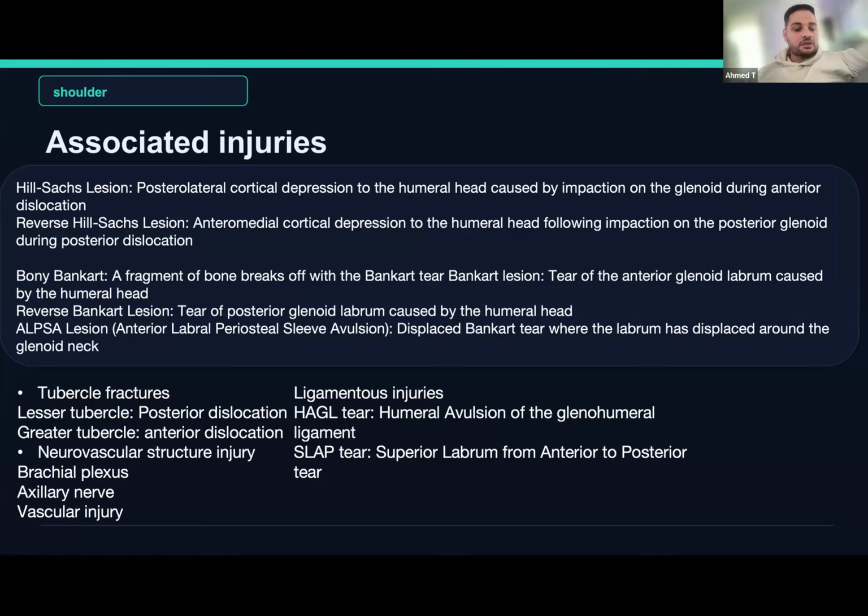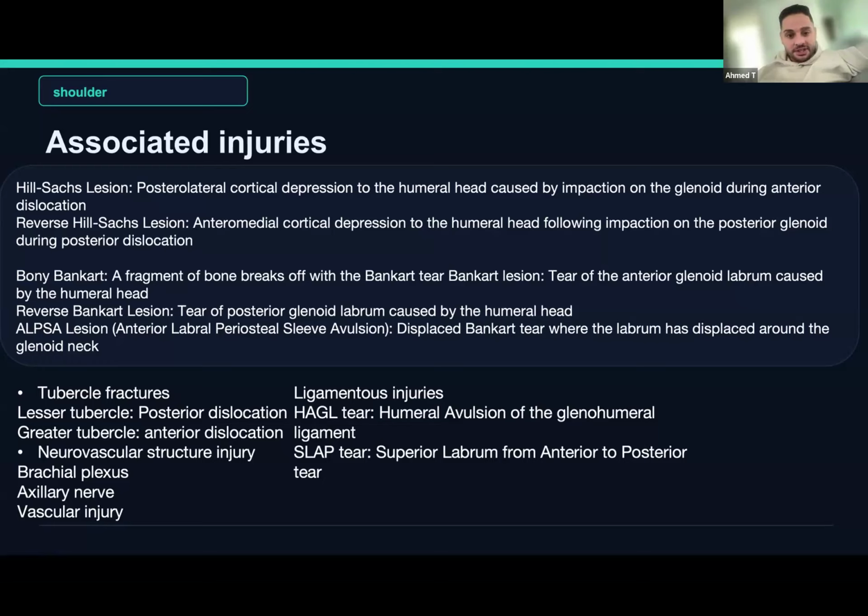Its counterpart on the glenoid is your Bankart lesion. You can have a bony Bankart or a ligamentous Bankart. A bony Bankart is when a fragment of the glenoid breaks off with the anterior glenoid labrum. The reverse Bankart lesion involves the posterior glenoid labrum, and this is with posterior humeral dislocation. You can also have a tubercle fracture: a lesser tubercle fracture is most common with posterior dislocation, and a greater tubercle fracture with anterior dislocation.